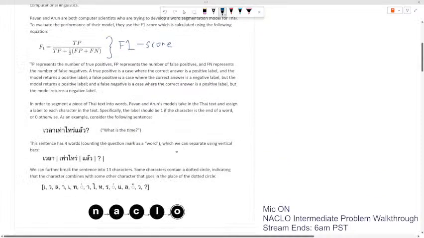TP represents the number of true positives, FP represents the number of false positives, and FN represents the number of false negatives. A true positive is a case where the correct answer is a positive label, and the model returns a positive label. A false positive is a case where the correct answer is a negative label, but the model returns a positive label. And a false negative is a case where the correct answer is a positive label, but the model returns a negative label.